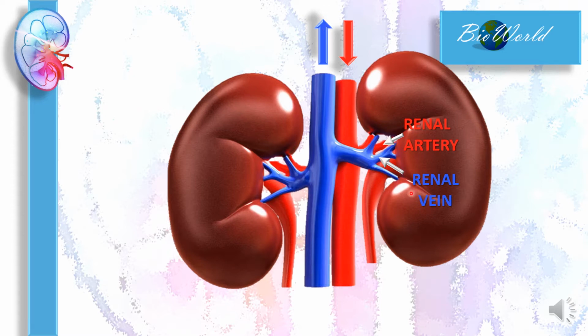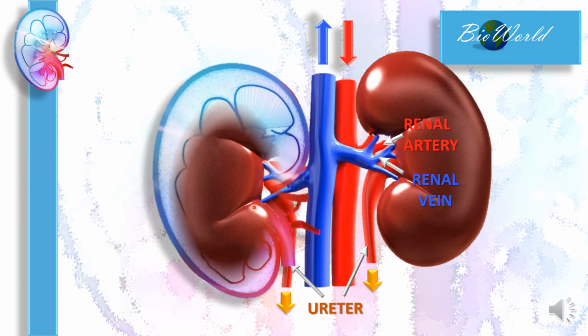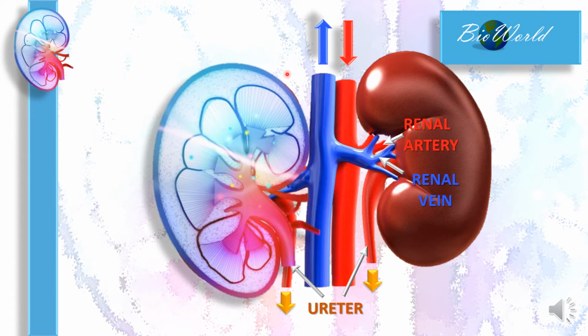Besides the blood vessels, the kidneys also have a tube called the ureter. The ureter transports the urine that is formed by the kidney to the bladder. Now, if we look at the interior of the kidney, we can see the kidney has the outermost layer, which we call the capsule. The second layer below the capsule is the cortex.